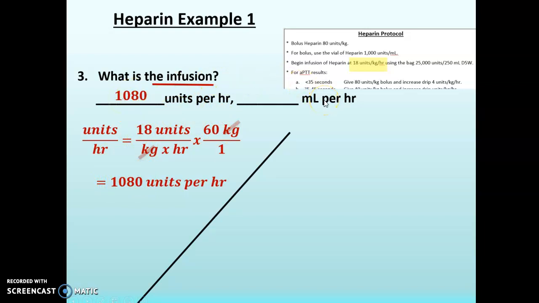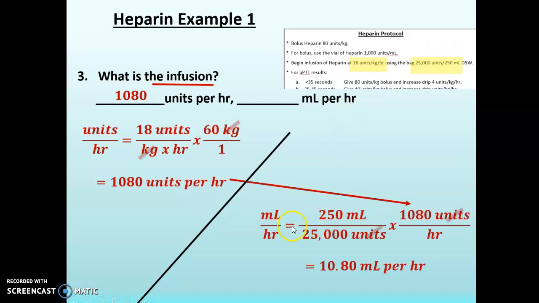Now, milliliter per hour. Well, we're going to be looking for milliliter on the top, and in that third line, it did tell us that 250 milliliters is 25,000 units. So let's pull that down here. Milliliter per hour. We're going to put the milliliters on top of the hours. And again, this just came from the protocol up there, third line. Now that puts units in the bottom, so I need units in the top.